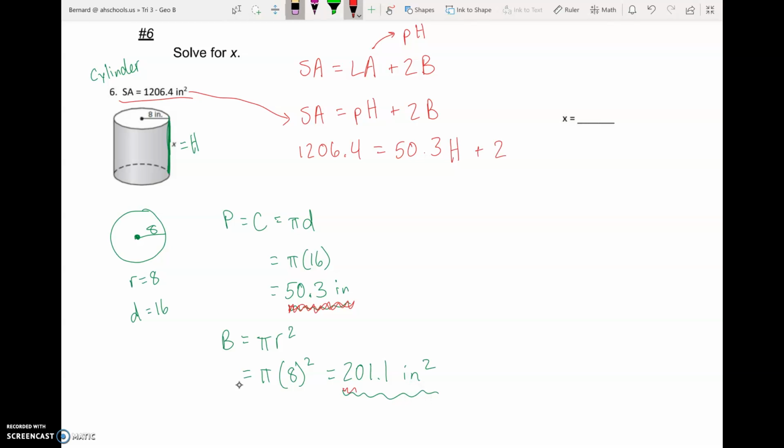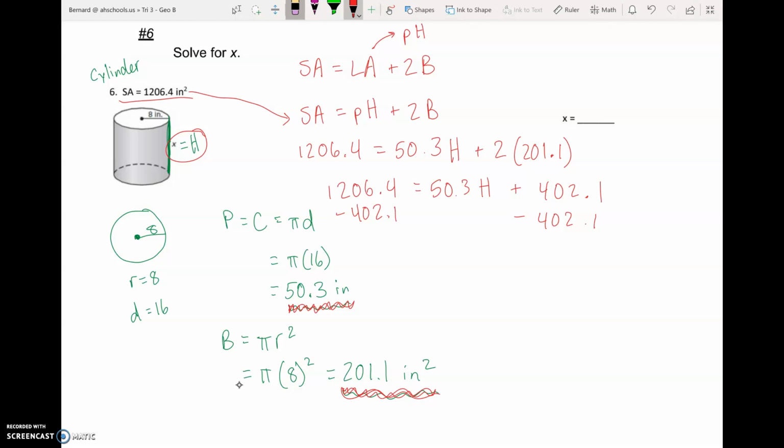And then we know B as well. Big B is 201.1. So 2 times 201.1. And so now we just have to solve this equation for our H, which is the X that we want to find. And so 2 times 201.1, if we're not rounding, is 402.1. So 1,206.4 equals 50.3H plus 402.1. And then we're going to subtract 402.1 from both sides.